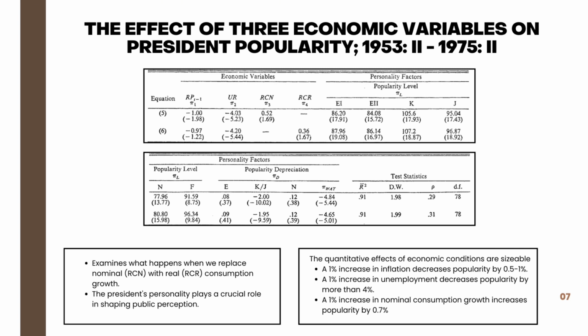In summary, a precise specification of a popularity function and likely an election function must consider both economic conditions and the individual personality of each president. The quantitative impact of economic factors is significant. A 1 percentage point rise in inflation reduced presidential popularity by half to 1 percentage point. A 1 percentage point increase in unemployment led to a decrease of more than 4 percentage points, and a 1 percentage point growth in nominal consumption raises presidential popularity by approximately 0.7 of a percentage point.